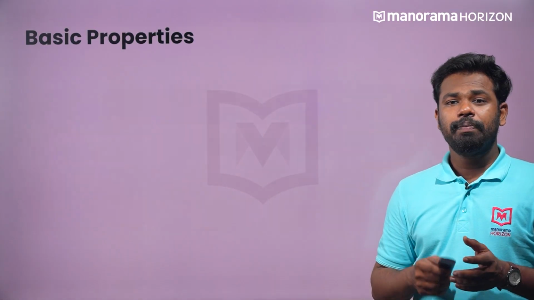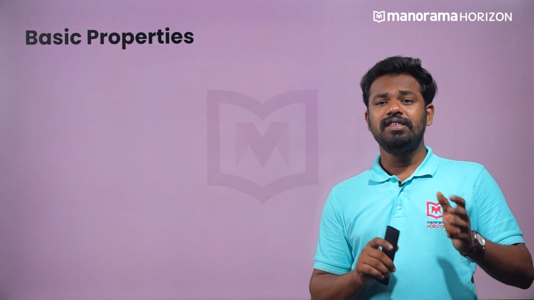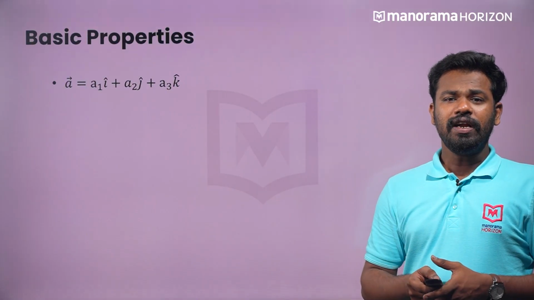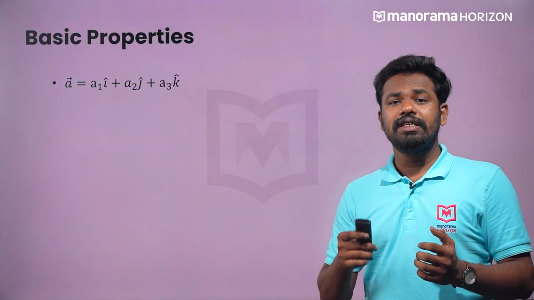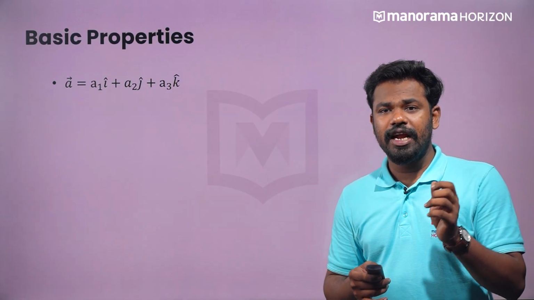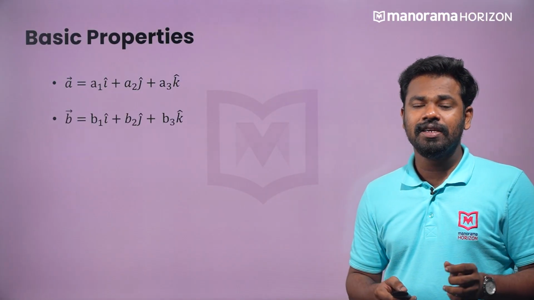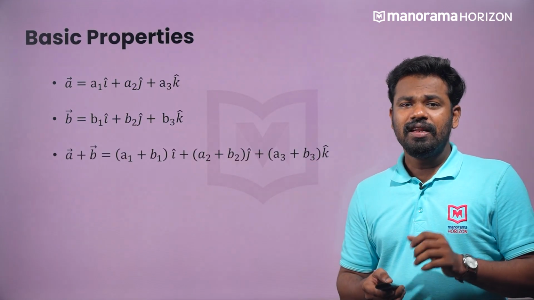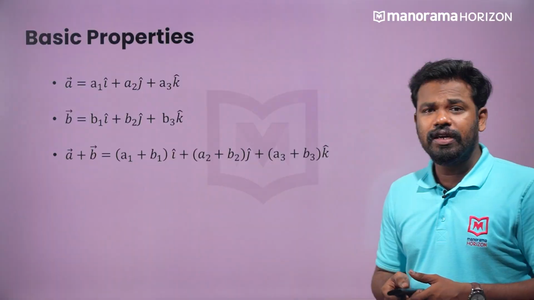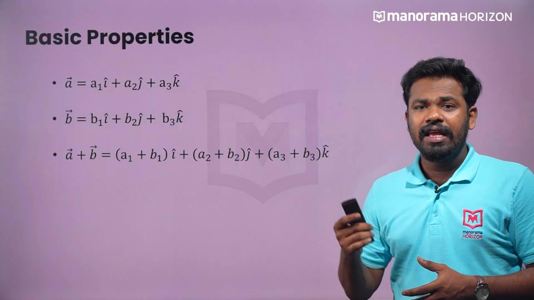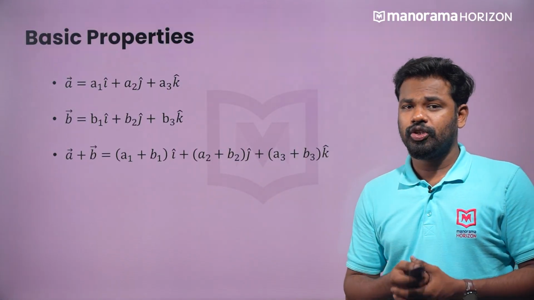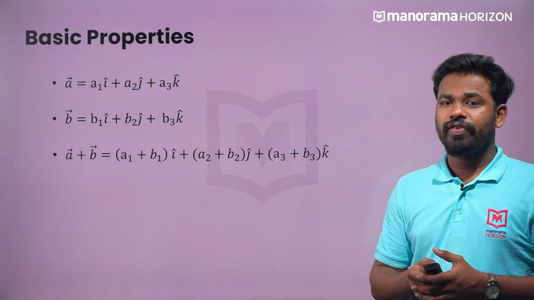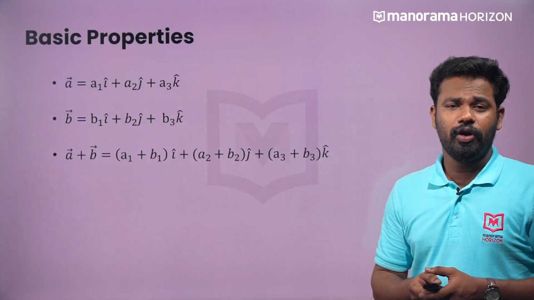Now we have to deal with some basic properties of vectors based on the understanding of the component form of vectors. We just studied the component form of vectors. So if vectors A and B are any two vectors in the component form, a1i plus a2j plus a3k and b1i plus b2j plus b3k respectively, then the addition and subtraction of these two vectors can be done easily by adding and subtracting the components as mentioned here. Have a look at it. Now you understand the addition and subtraction of vectors given in the component form.